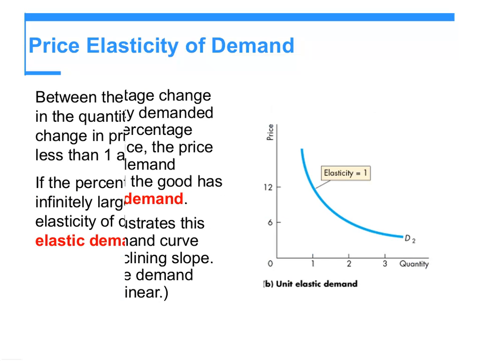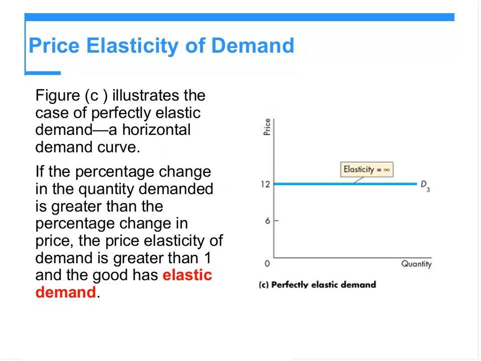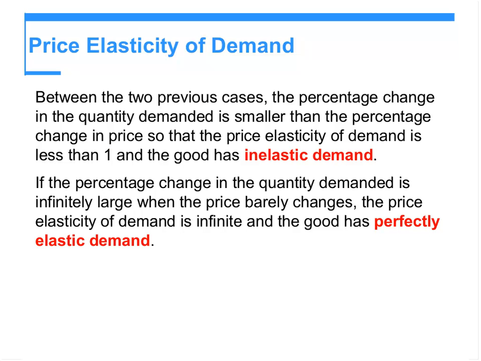This is inelastic demand. So let's see what is inelastic demand. If the percentage change in the quantity demanded is infinitely large when the price changes, the price elasticity of demand is infinite and the good has perfectly elastic demand. A very good example for this is when you buy a product and a change in that product makes you not buy that product very much anymore, or significantly change the pattern of your purchase. That we call elastic demand. It's like a little bit of change completely changes your demand. That we call perfectly elastic.